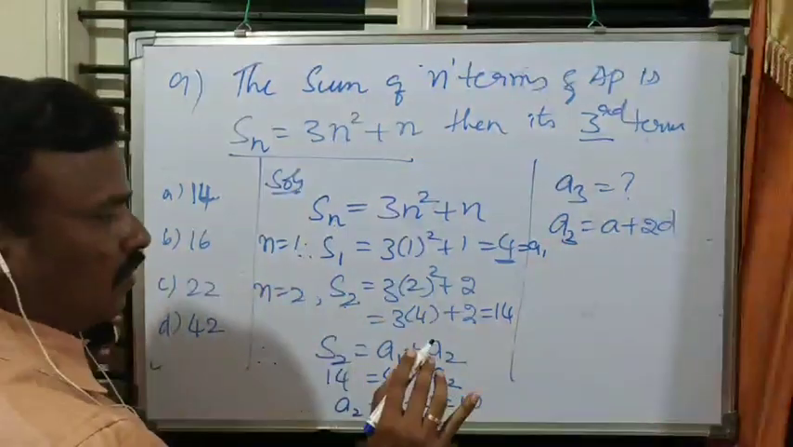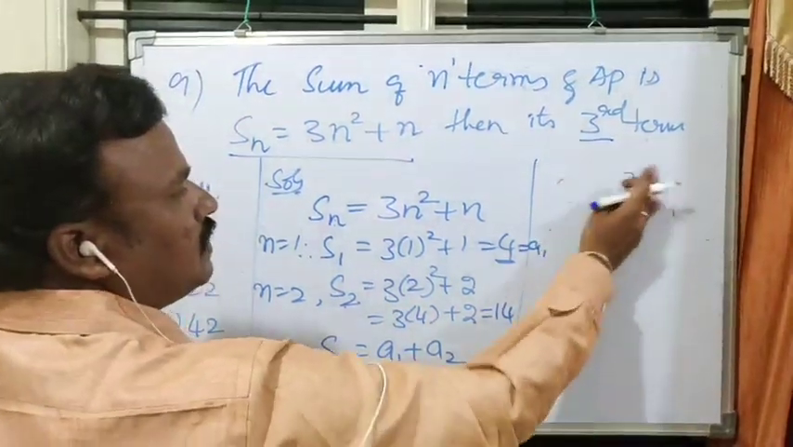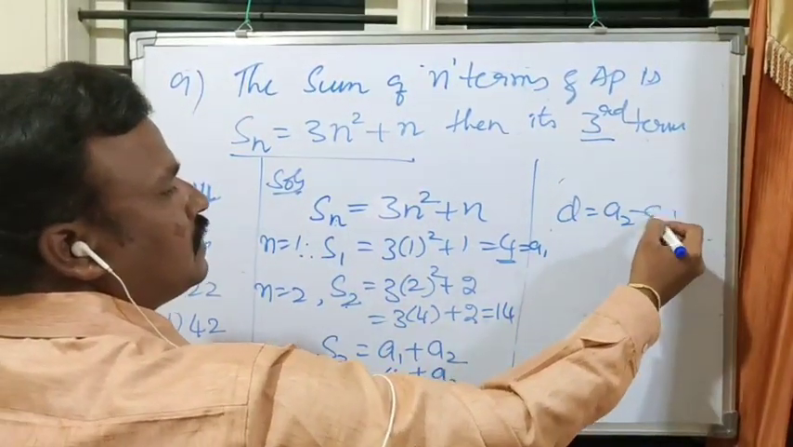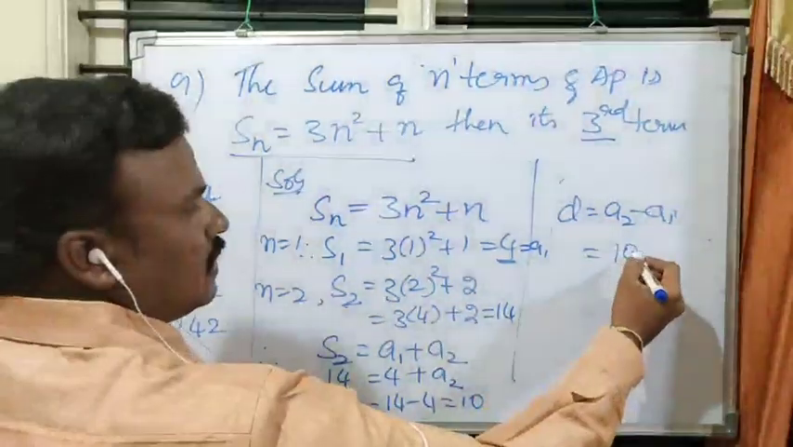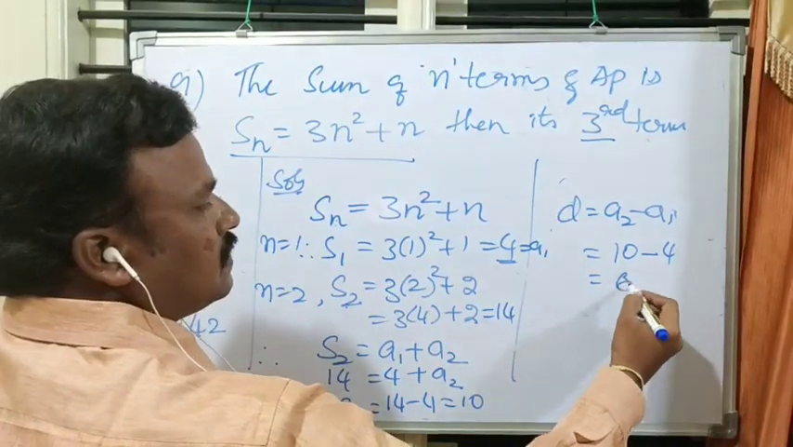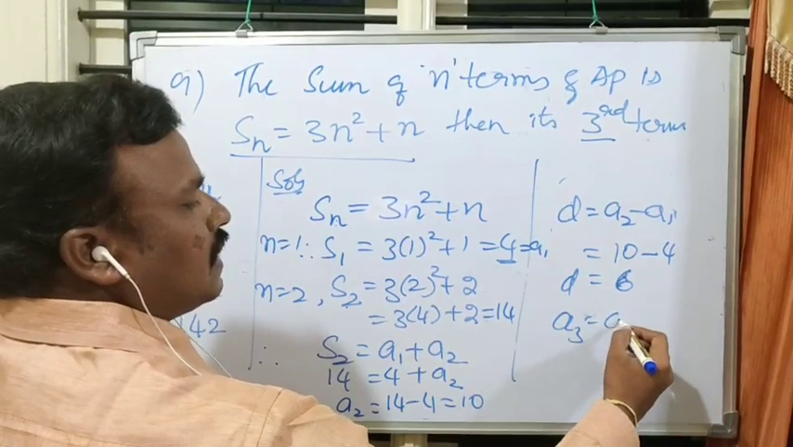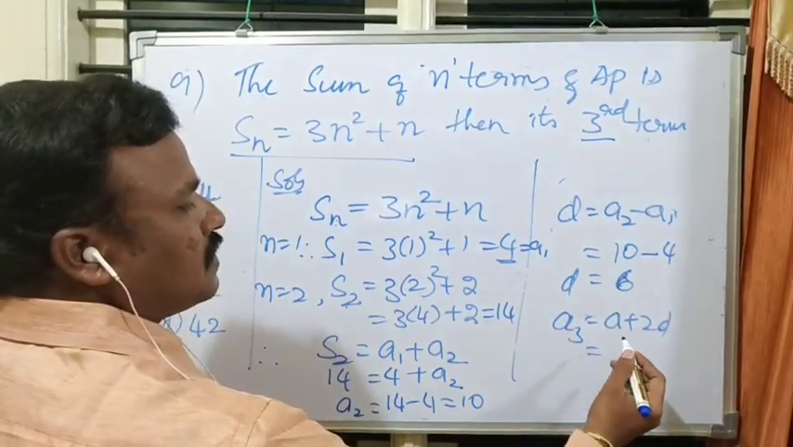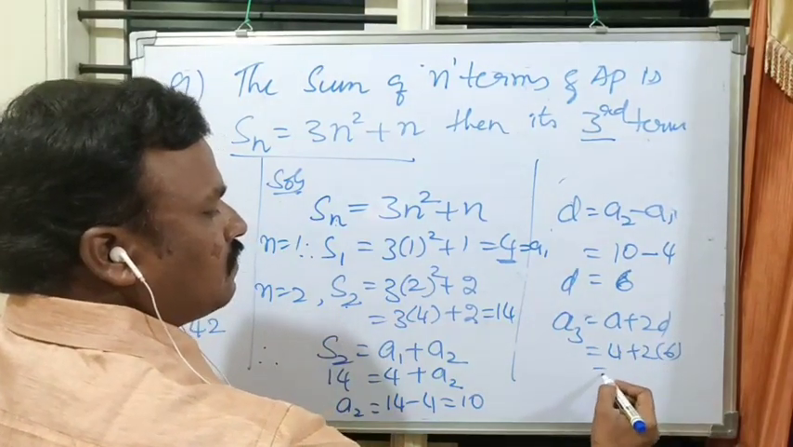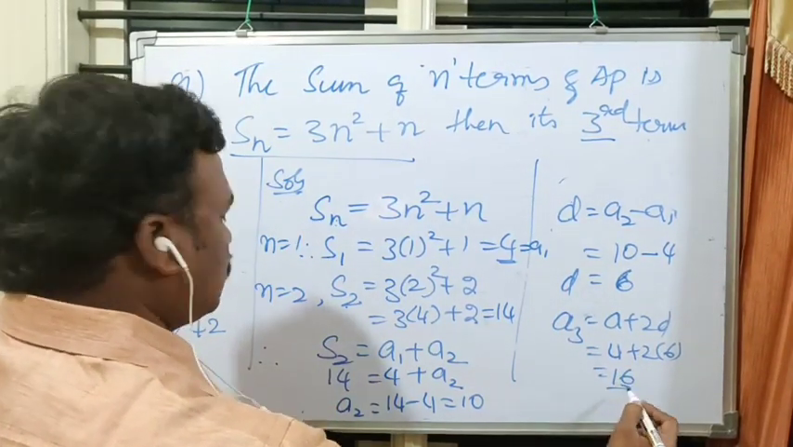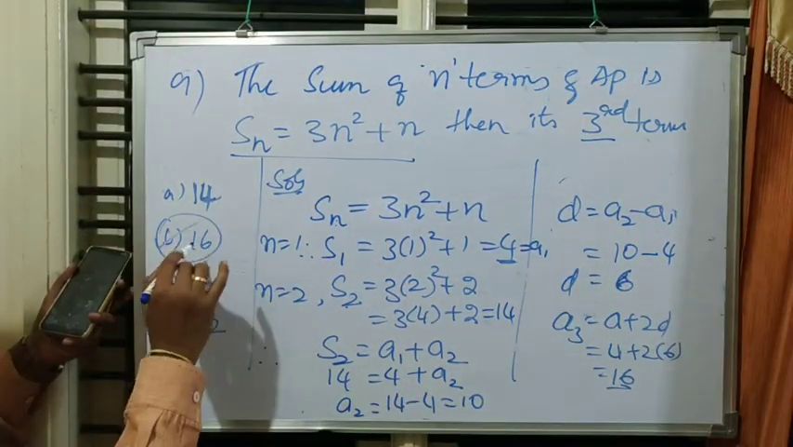Okay, so now we have to find the D value. How to find the D value? You know that D is equal to A2 minus A1. A2 is 10, A1 is 4, therefore D value is 6. So here you have to find A3, that is the third term, A plus 2D. A value is 4, 2 into D value is 6, 2 sixes are 12, 12 plus 4 is 16. So B is your answer, that is 16.